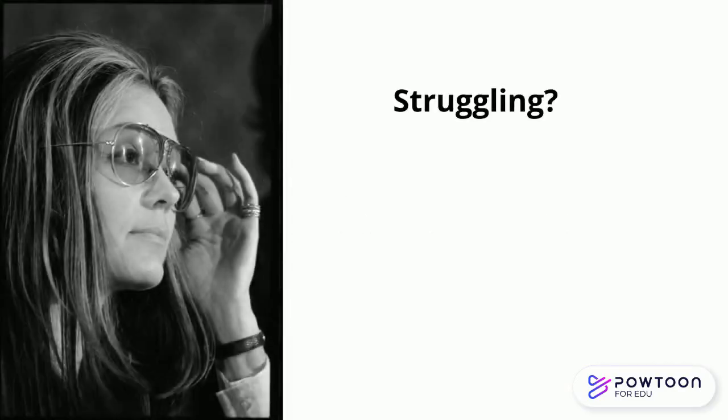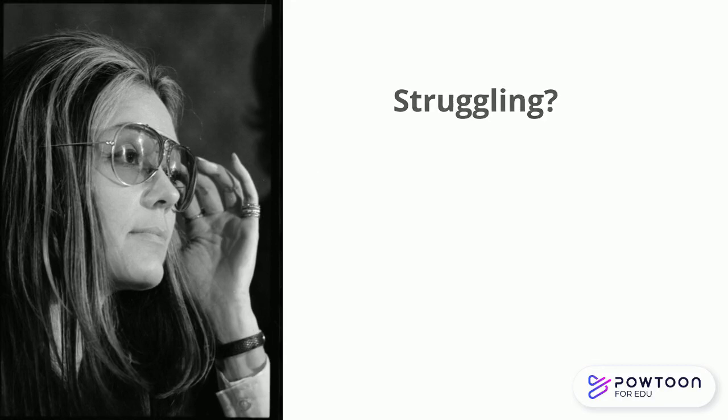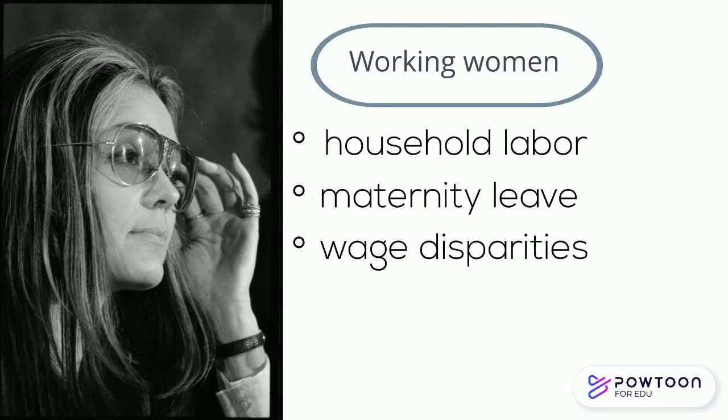If you're struggling to come up with themes, look over your passages and notes again. Is there a word that keeps appearing? Is there research that says the same thing? In my research of socialist feminism, I see increased discussion about women worker rights. I may choose a topic like working woman. However, within this topic, I see repeat discussion on subtopics like household labor, maternity leave, and wage disparities. Each idea can get its own topic or subtopic for now as we sort through our research.